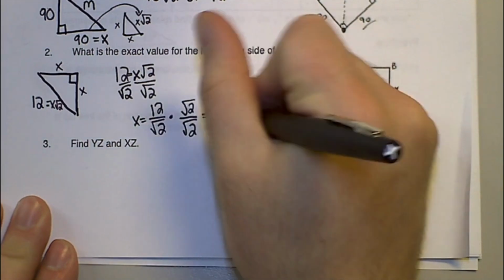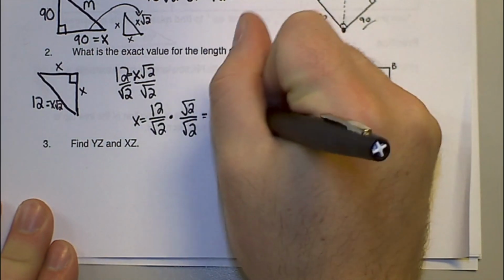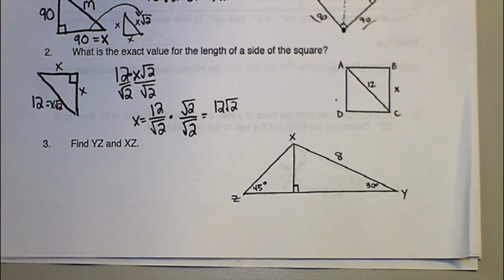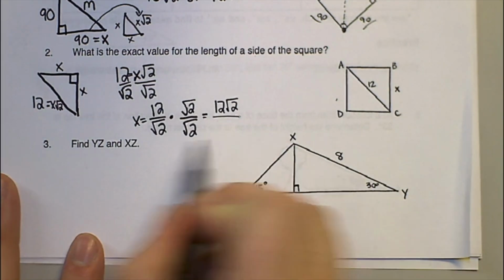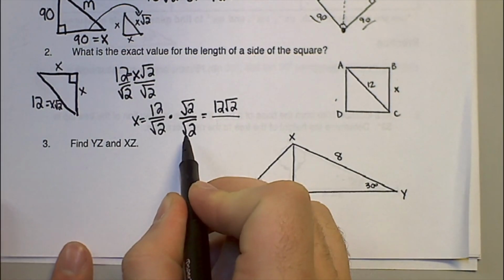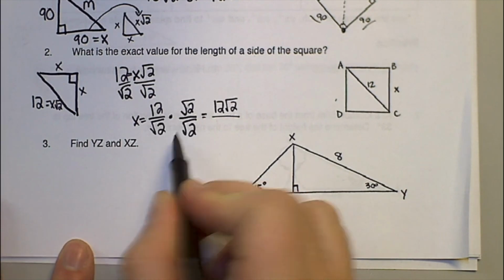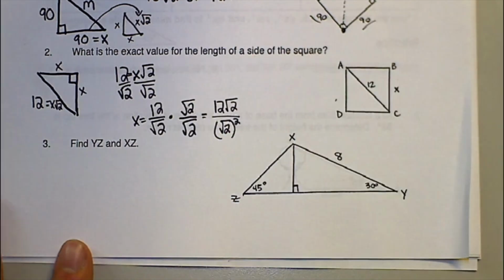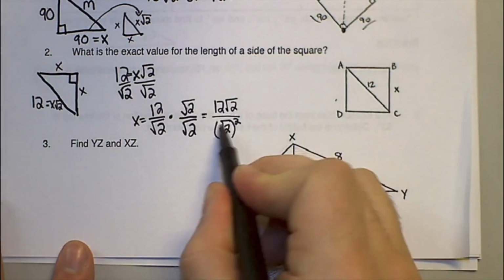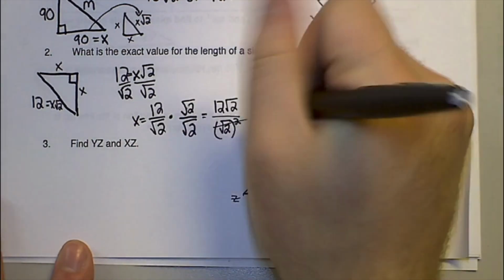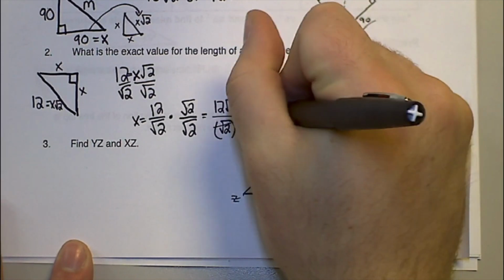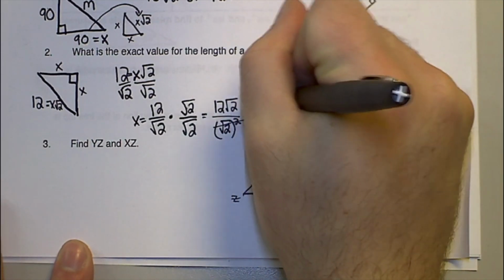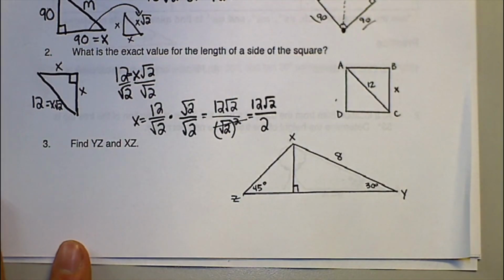If I multiply straight across on top, I get 12 square root of 2. And I'm just multiplying those. There's really not anything I can do yet with those, so I'm just going to leave it that way. But on the bottom, I'm multiplying the square root of 2 times the square root of 2. So I'm really multiplying a number by itself, and a shorter way to write that is to take the square root of 2 and square it. Well, we know square roots and squares cancel, so those are just going to cancel out, and all I'm left with on the bottom there is a 2. So I have 12 square root of 2 divided by 2.